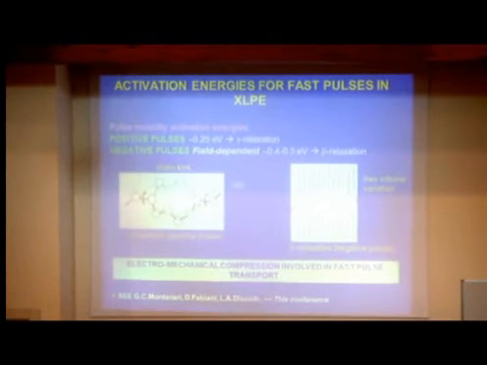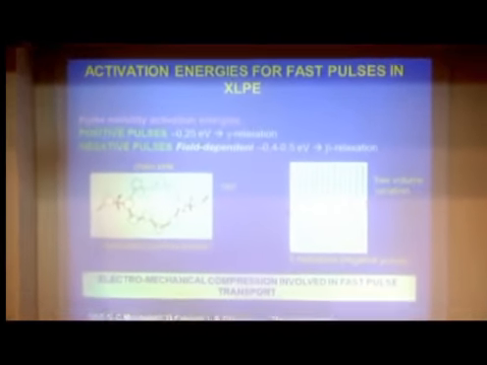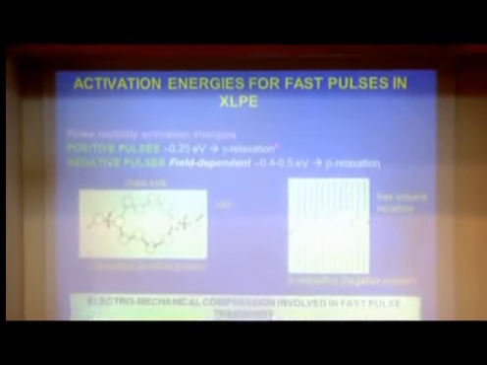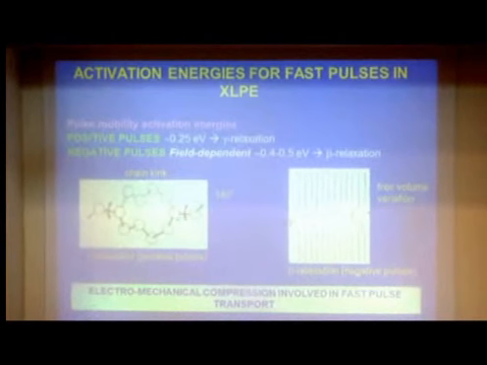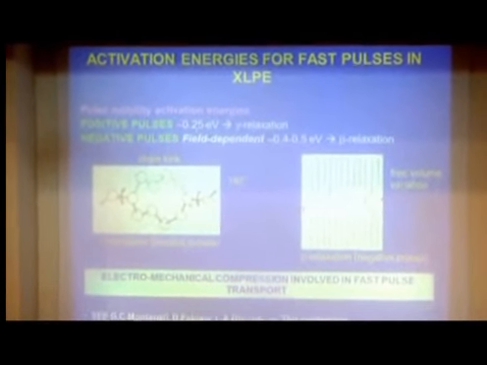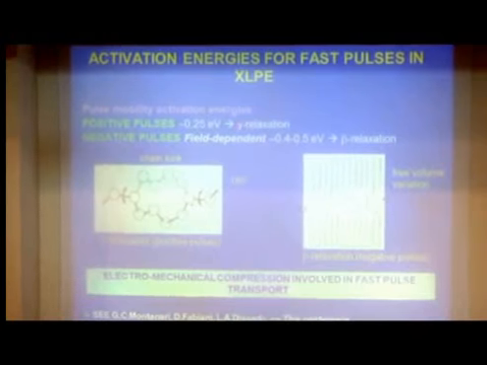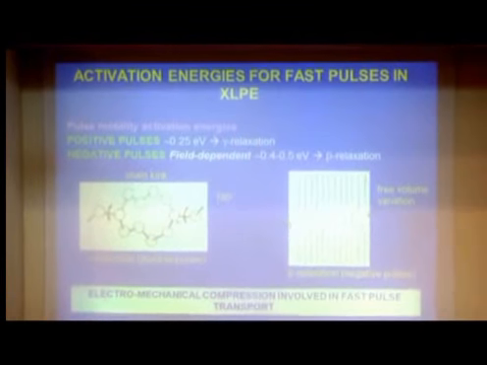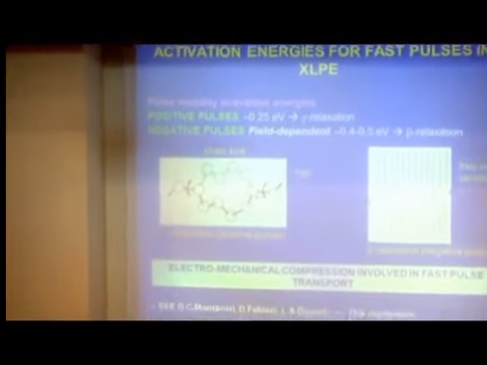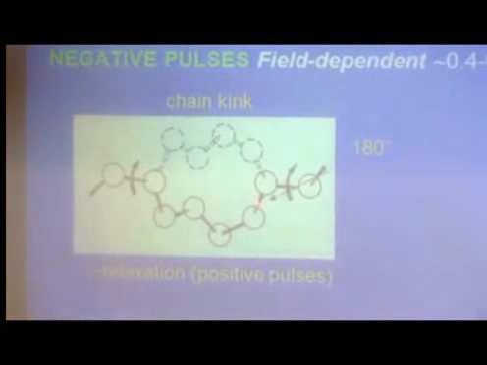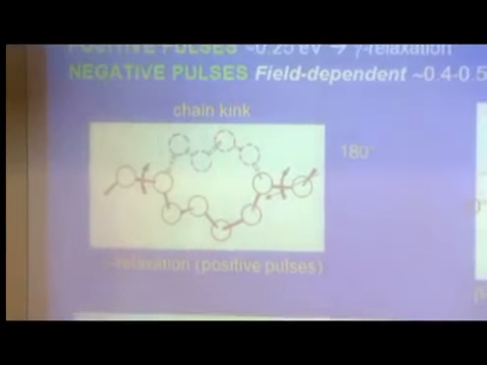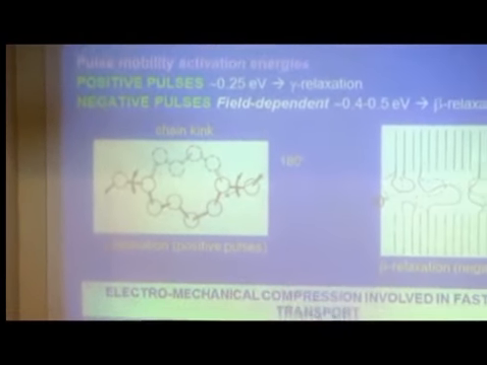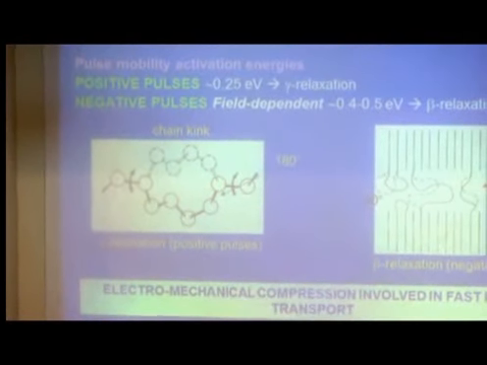What we've also been able to do is correlate the activation energies with mechanical relaxation in the material. Positive pulse activation energy is correlated with a gamma relaxation in cross-linked polyethylene, which is something like this. It's a kink, twists a very small part of the chain around 180 degrees, occurs in the amorphous phase.